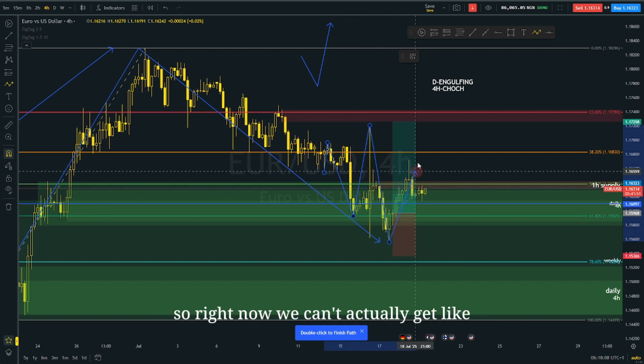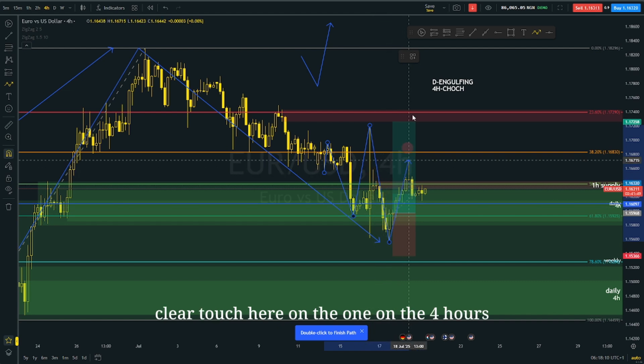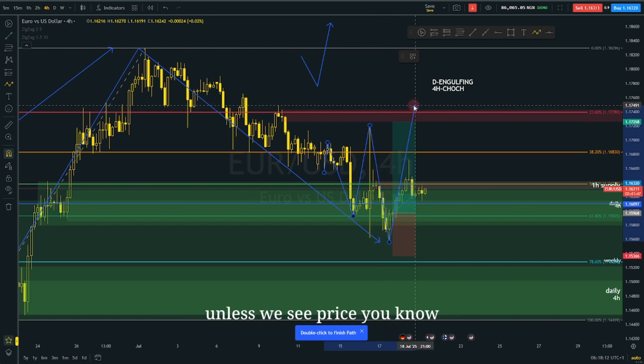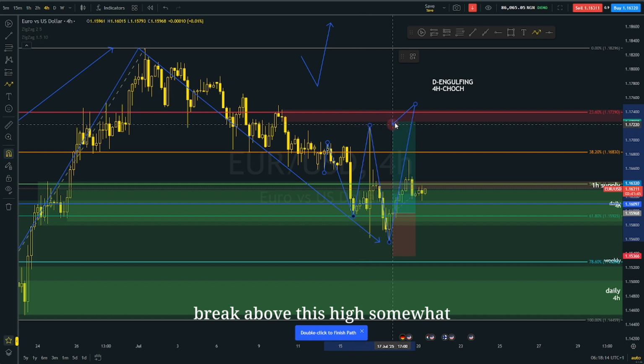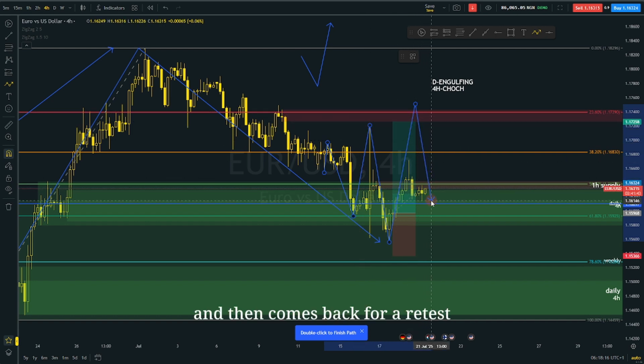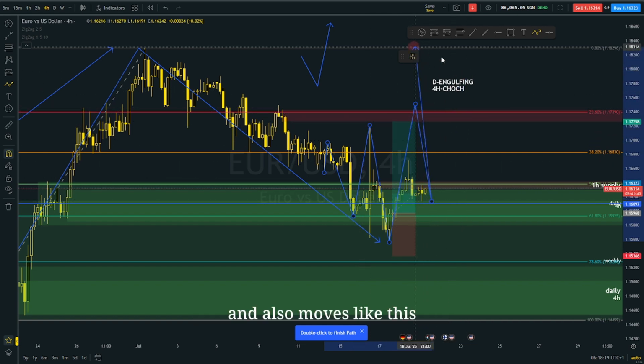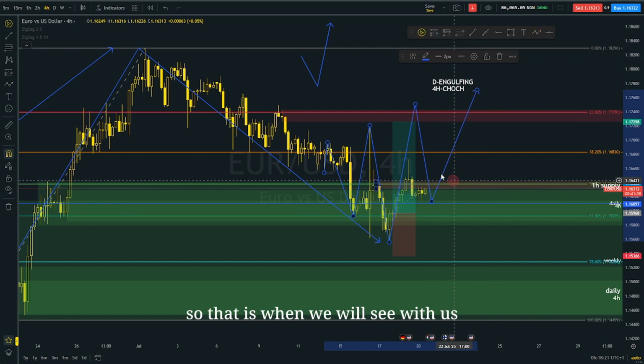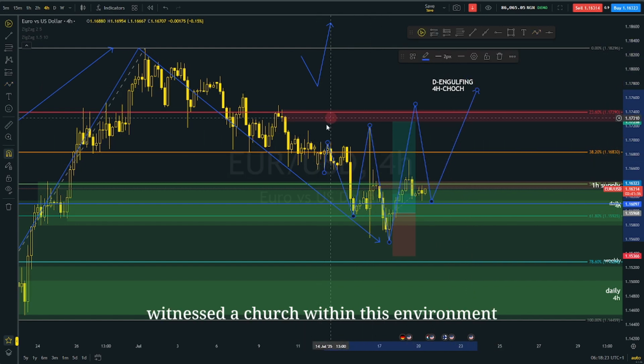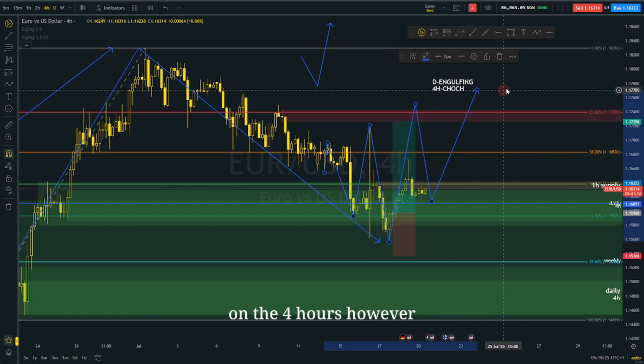So right now we can't actually get clear truth here on the 4 hours unless we see price break above this high somewhat and then come back for a retest and also move like this. So that is when we will see we've witnessed a truth within this environment on the 4 hours.